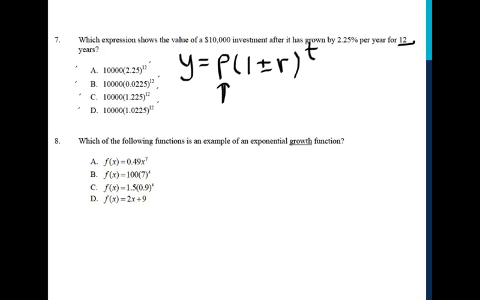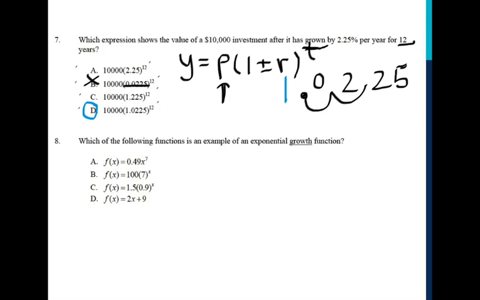What does matter is that it's growing, so it needs to be greater than 1. B will not work because this right here is less than 1. I need this to be a decimal. To change it from a percent to a decimal, move it over to the left twice. Put a little dot right there, and I need that 1 in front of it because it's growth. So I'm looking for 1.0225. If you said D, your answer is correct.